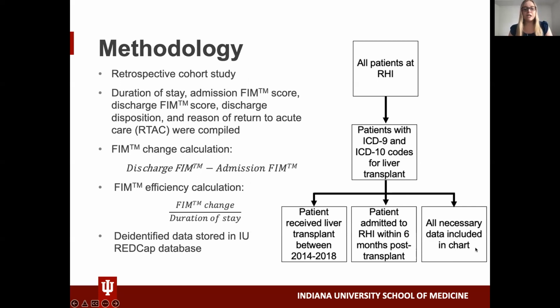So here was our inclusion criteria. The patient must have received a liver transplant between 2014 and 2018. They must have been admitted to RHI within 6 months following the transplant, and all the necessary data, so this data here, was included in their chart.